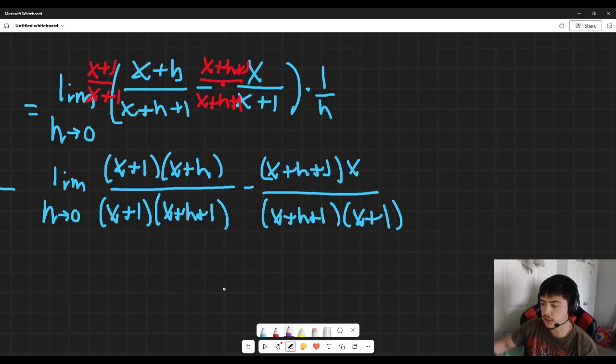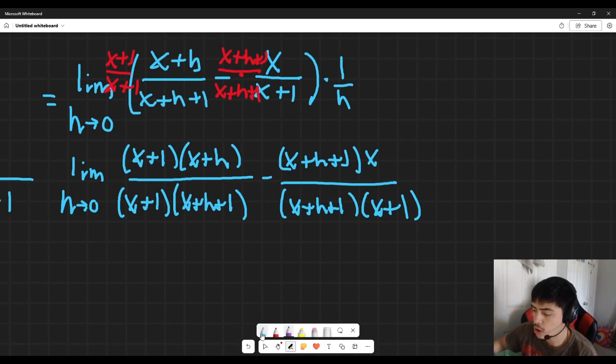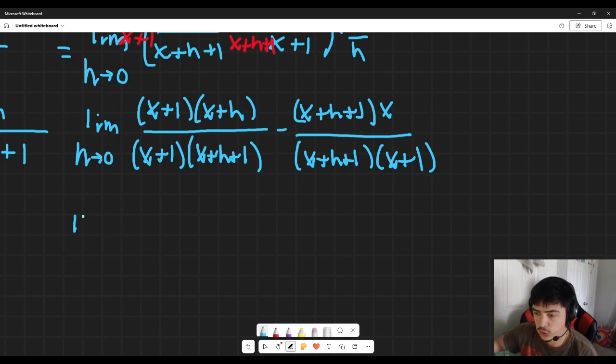Right? Now look, these denominators are the same. Over here we have an x plus 1 times this x plus h plus 1. Over here we have the same thing. So now with fractions, once you have the same denominator, you can combine those two fractions into one. So going over here and doing that, we're going to combine the denominators first, and then we'll combine the top.